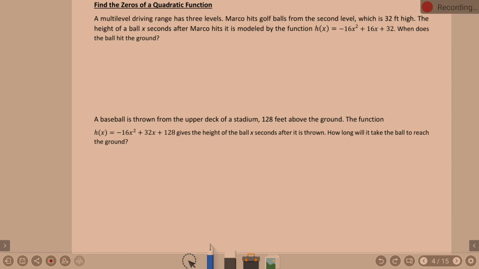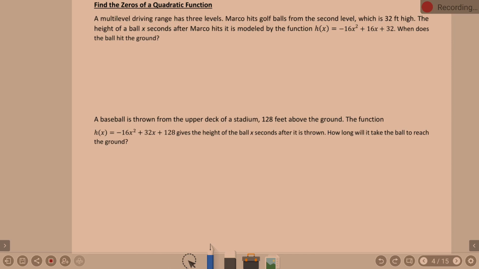So the first one is finding zeros of a quadratic function, which if you recall from the front page of notes, we talked about the fact that zeros relate to the factors, right? When we're finding the zeros, we're solving the equation. So let's look at this example.